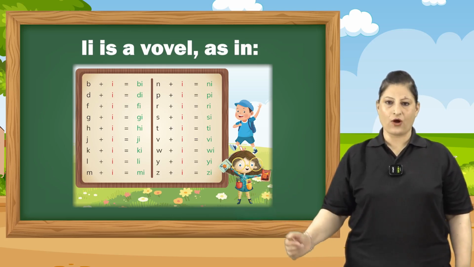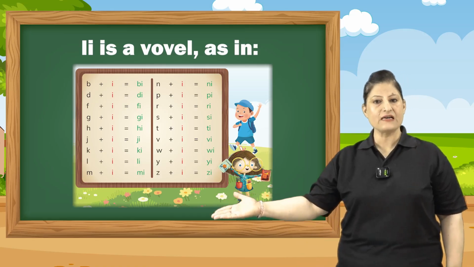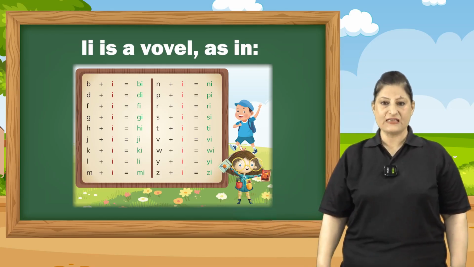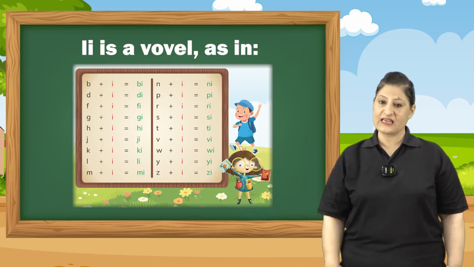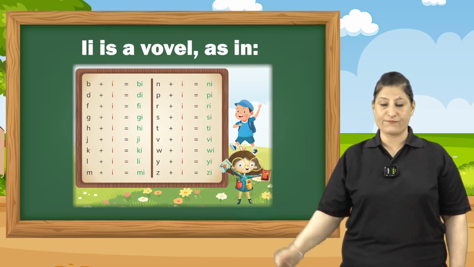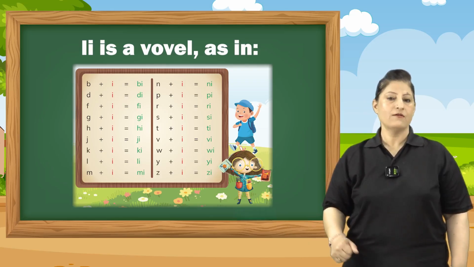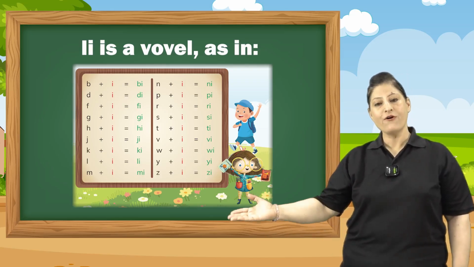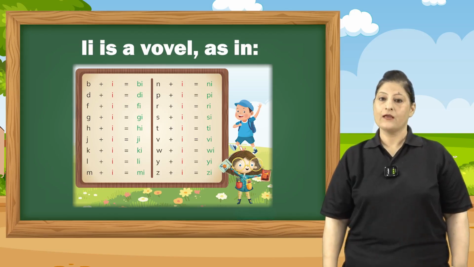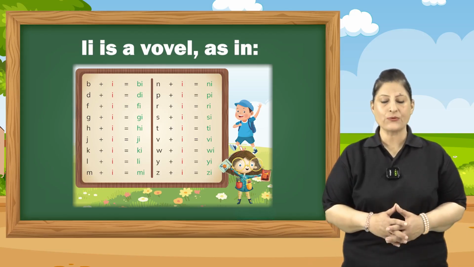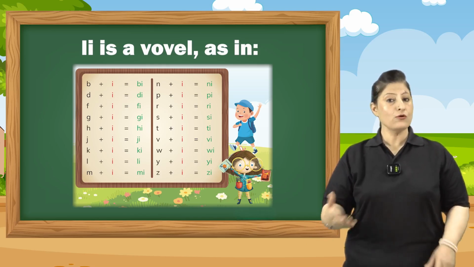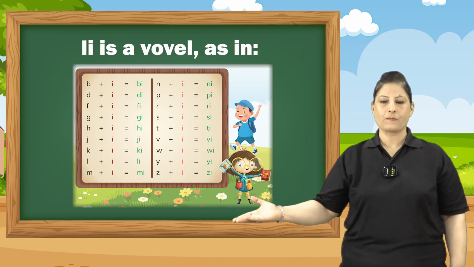Let's look at another consonant. D says d. D and I together form di. Let's look at another consonant. F says f. F and I together form fi. You know, children, some people also call F with the phonic sound of f. So both are correct.